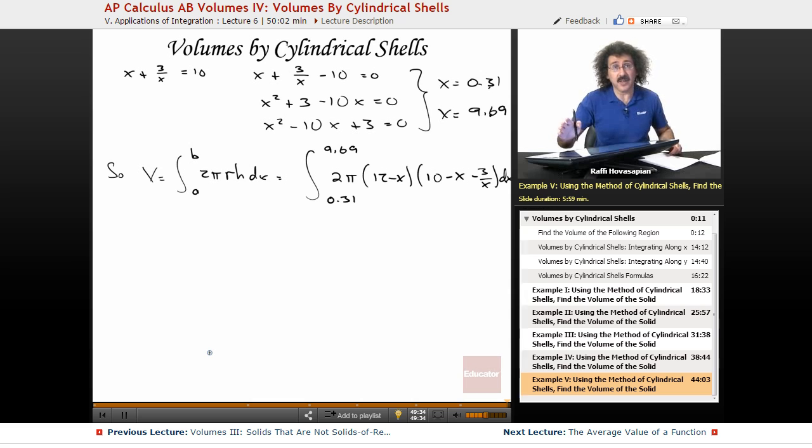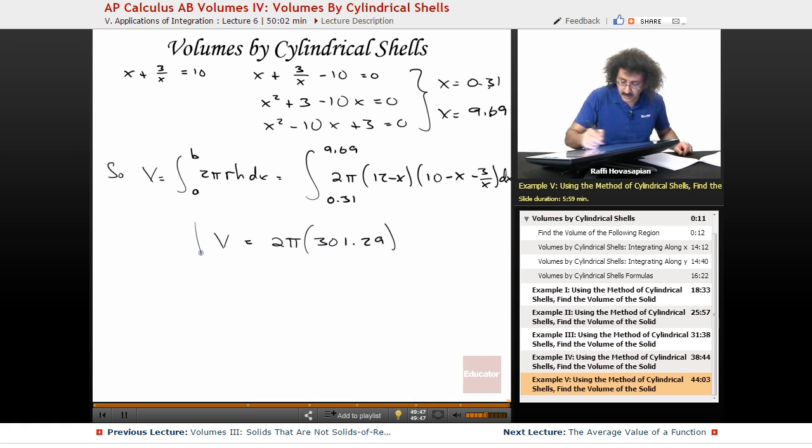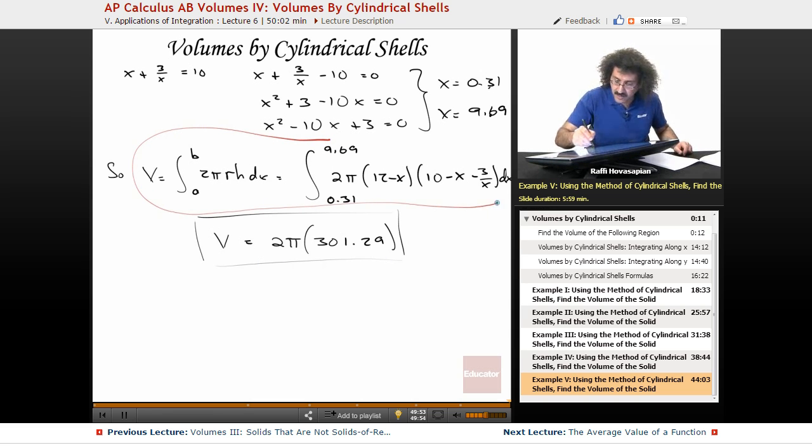Plug this into your calculator. This is going to be one of those situations where you're definitely going to need a calculator. My final answer for volume is going to be 2 pi times 301.29, and that is all. The important thing is coming up with this.